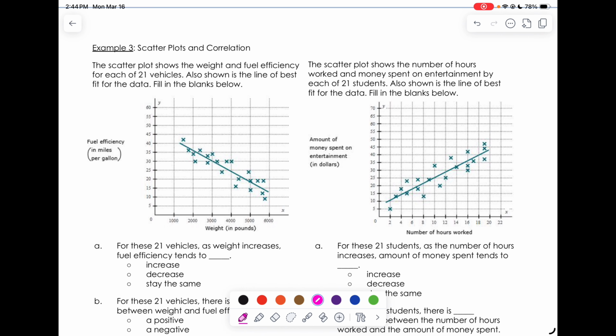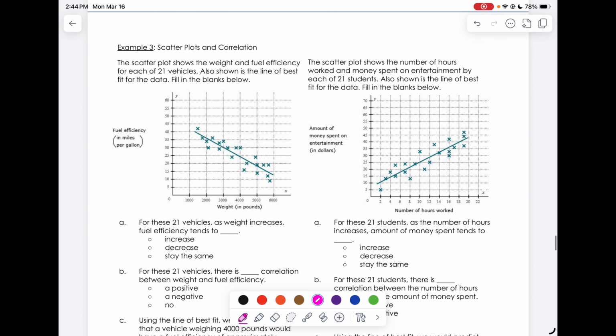All right, next up. Example number 3, scatter plots and correlation. So remember, correlation is just saying if it's related. So if we have a negative correlation, a positive correlation, or no correlation, that means it's not related. It's just a whole bunch of random dots. So for example number 3, the scatter plot shows the weight and fuel efficiency for each of 21 vehicles. Also shown is the line of best fit for the data. Fill in the blanks below.